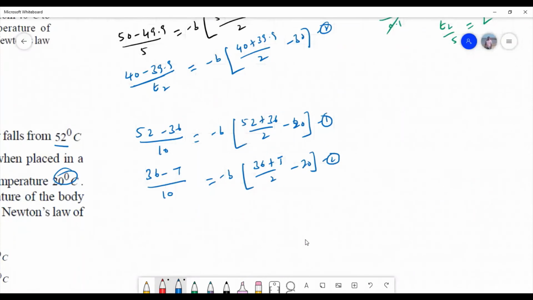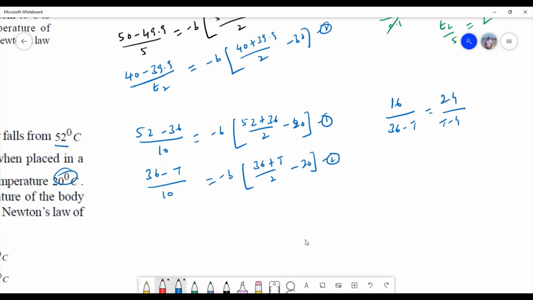So 52 minus 36 is 16. So this is 16 by (36 minus t) is equal to, because 10 will cancel. And again 52 plus 36 is 88, 88 by 2 is 44, 44 minus 20 is 24. So you'll get 24 upon, and here also the same logic goes. If I cross multiply it, (36 plus t) by 2 minus 20, so I think t minus 4. This will be t minus 4.